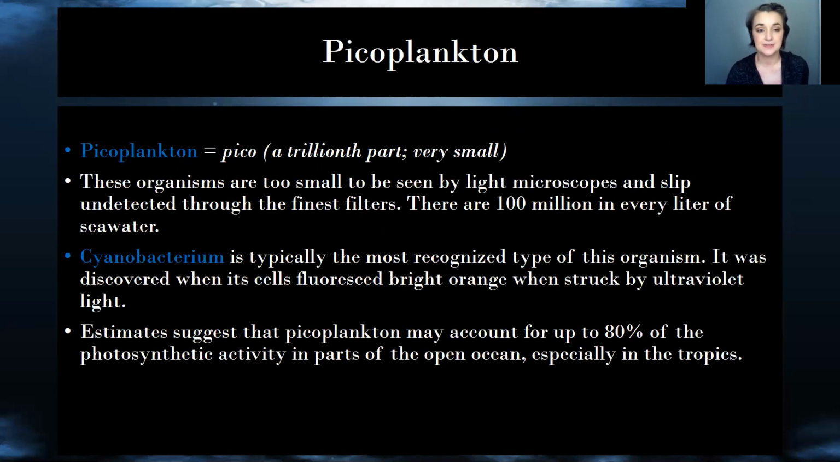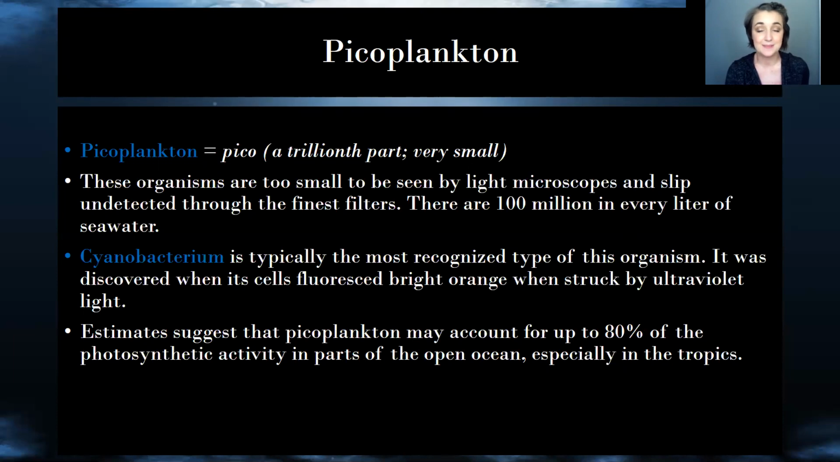Now, phytoplankton, a little bit different. Phytoplankton are going to be the tiniest of tiny, meaning a trillionth part. So they are very, very tiny types of plankton. Obviously, they're too small to be seen by a normal light microscope. So the microscopes I have here in class up there on the left are not going to be able to be used for phytoplankton. You actually have to use a very specific type of microscope to see these teeny tiny little things. They are so small that there are 100 million in every liter of seawater. So think about that next time you're swimming in the ocean.